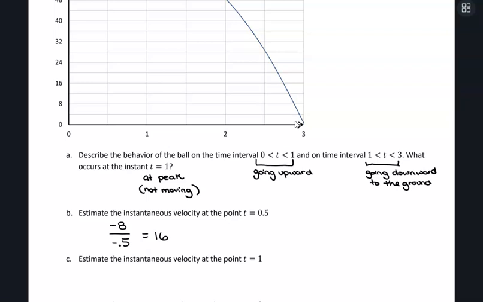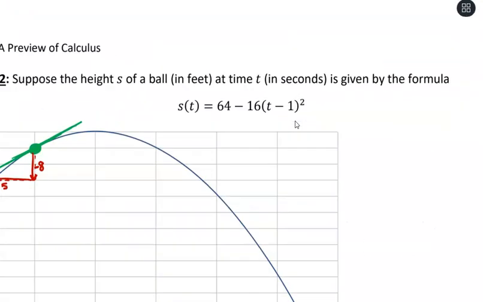So if I wanted to make a nice pretty sentence for this, I'd say the ball is going upward at 16 feet per second after 0.5 seconds. So in that instant of 0.5 seconds has passed, the ball has a velocity of 16 feet per second.